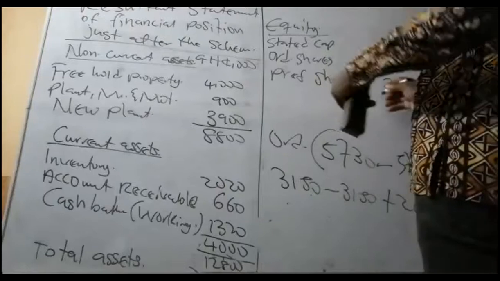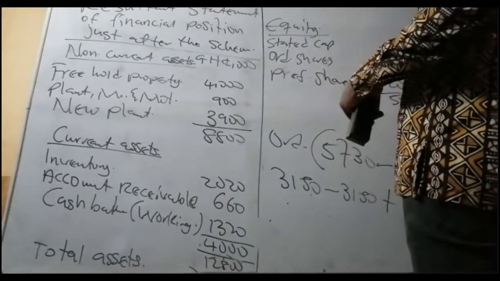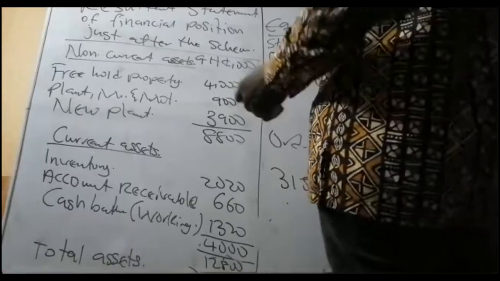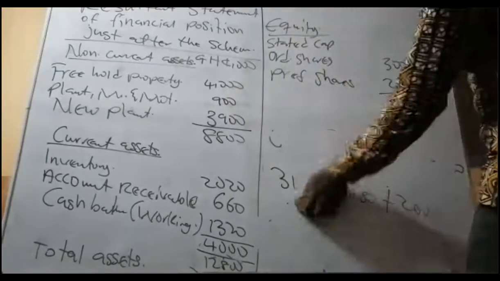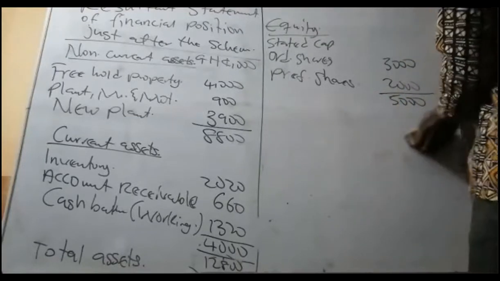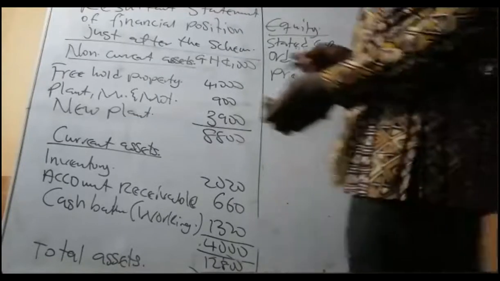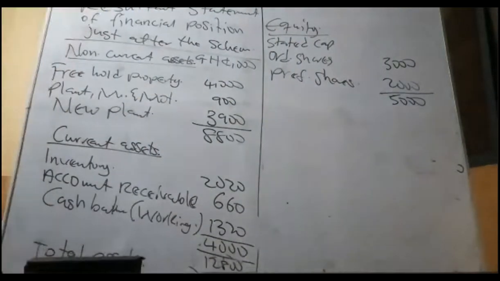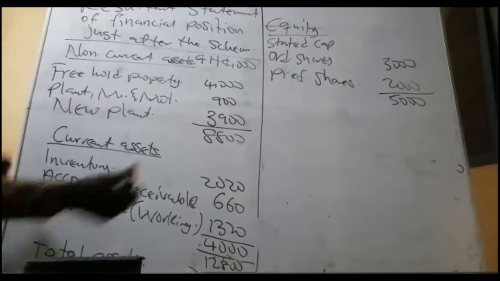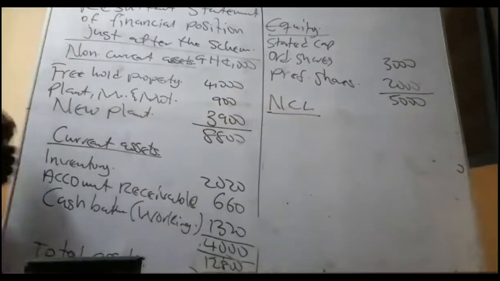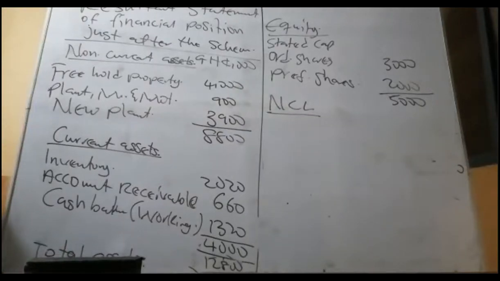So let's go to the liabilities. So there will be 5,000. Then you go to your liabilities. Let's start with the non-current liabilities. In this question, it will be 2, right? First, go to the non-current liabilities.